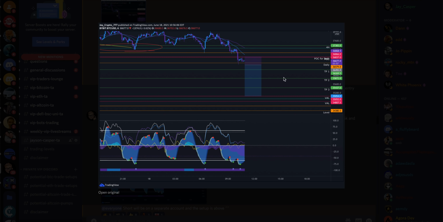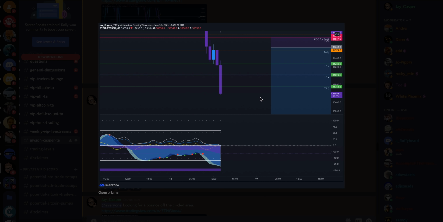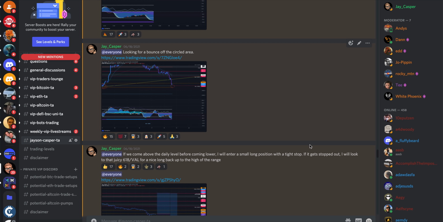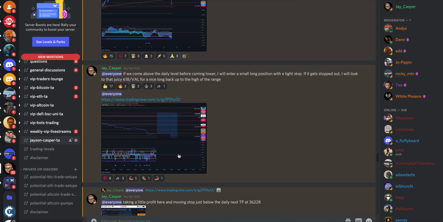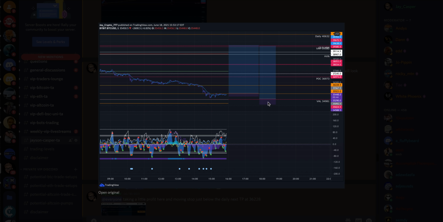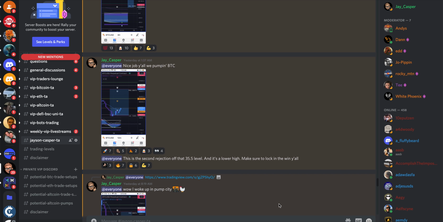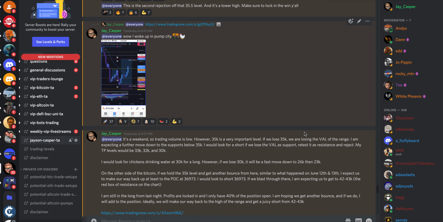You can see this is the entry right here. Posted this trade before I even entered it, and we rode it down. We hit all three take profits and then some, right? We came all the way down to 35K, where we actually then entered a long position. We shorted it down, and then we took the long position right here from 35K, and that trade hit two take profits. So it was a good trade. It was a good long and a good short.